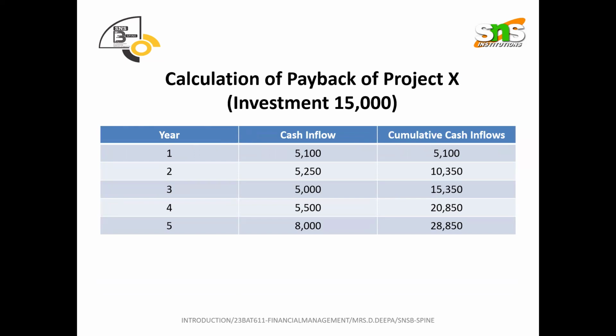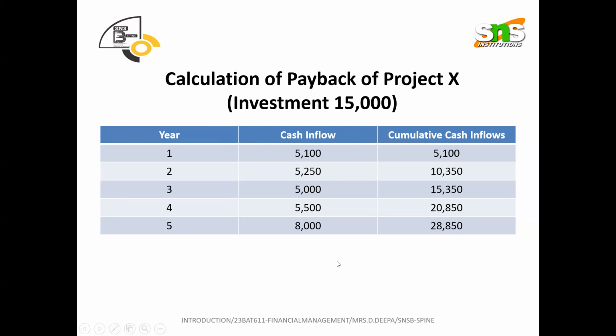cumulative cash inflow. Since these are uneven cash flows, we need to add another column, cumulative cash inflow. See, the first row is as it is, 5,100. For the second row, by adding 5,100 and 5,250, we get 10,350. Again with this we add 5,000, and we get 15,350. With this we add 5,500. So this is the way to calculate cumulative cash inflows.